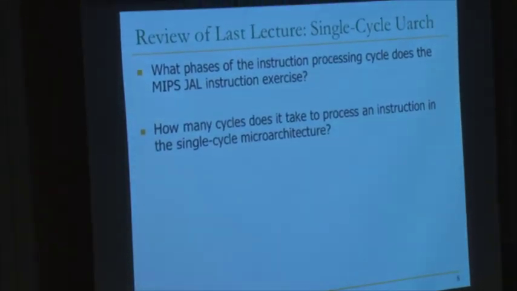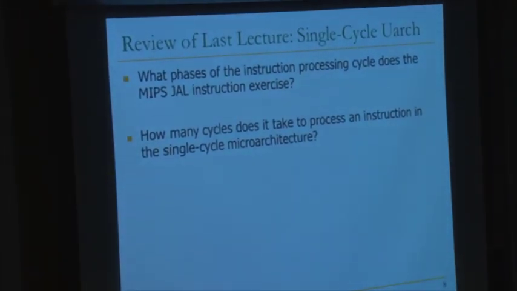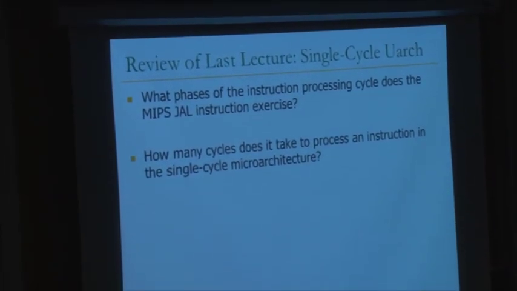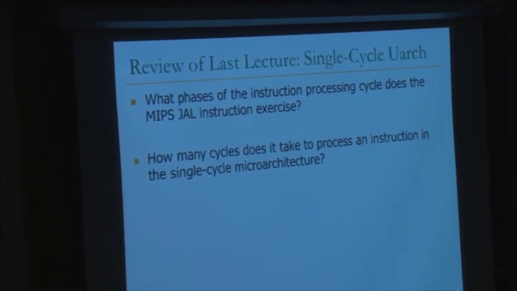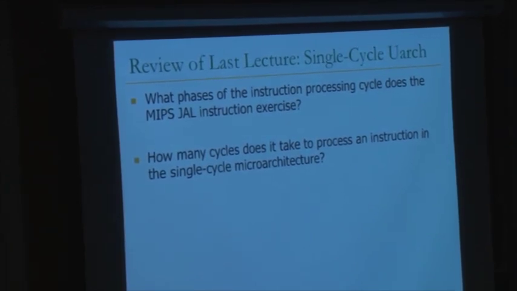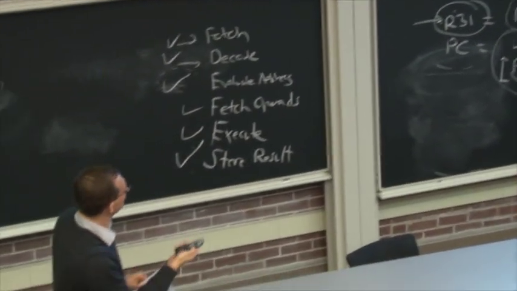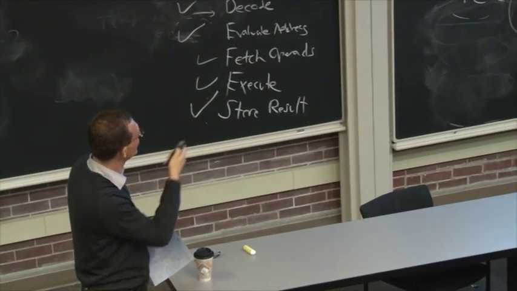OK. This is probably an easier question, maybe. How many cycles does it take to process an instruction in the single-cycle microarchitecture? 10. He's saying 1. OK. Which one's true? I guess 1, right? That's what single-cycle means. And you've already answered this question.